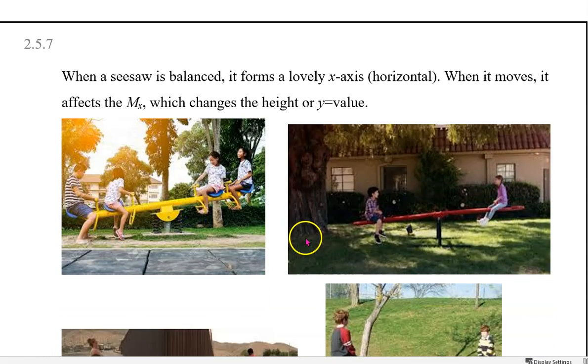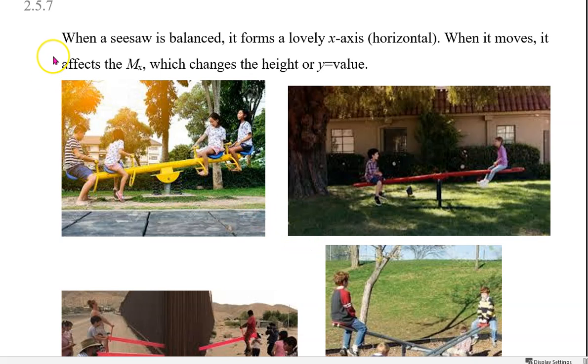Let's take a look at a picture to see why this is so. When you have a seesaw and it's balanced perfectly, which this one's not quite perfect, is it? It makes a lovely horizontal x-axis. When it moves, though, it does affect the moment in the x direction. When it shifts off of horizontal, notice that what's changing is the height of the children on the seesaw. The height is the y value.